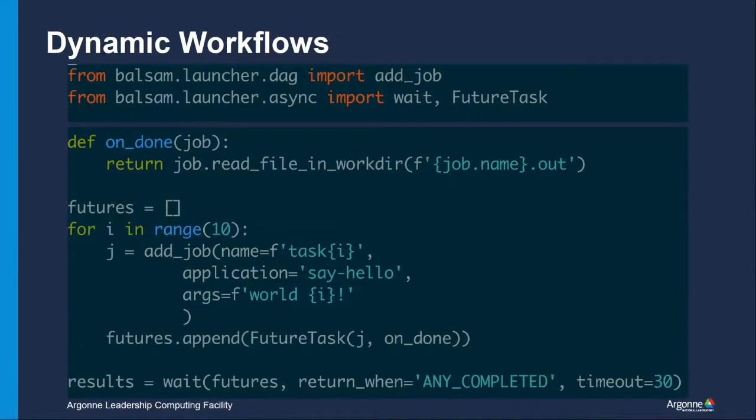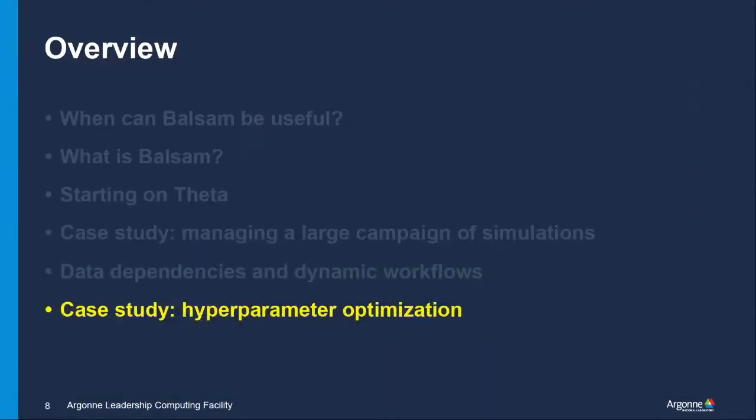So basically, if we are building a large collection of jobs, we can wrap them in this future task construct, providing a callback to take some action and return a result from the job. Then we can use this wait to poll on futures either asynchronously or synchronously, blocking until some set of tasks are done. And then basically, we can run things that way.